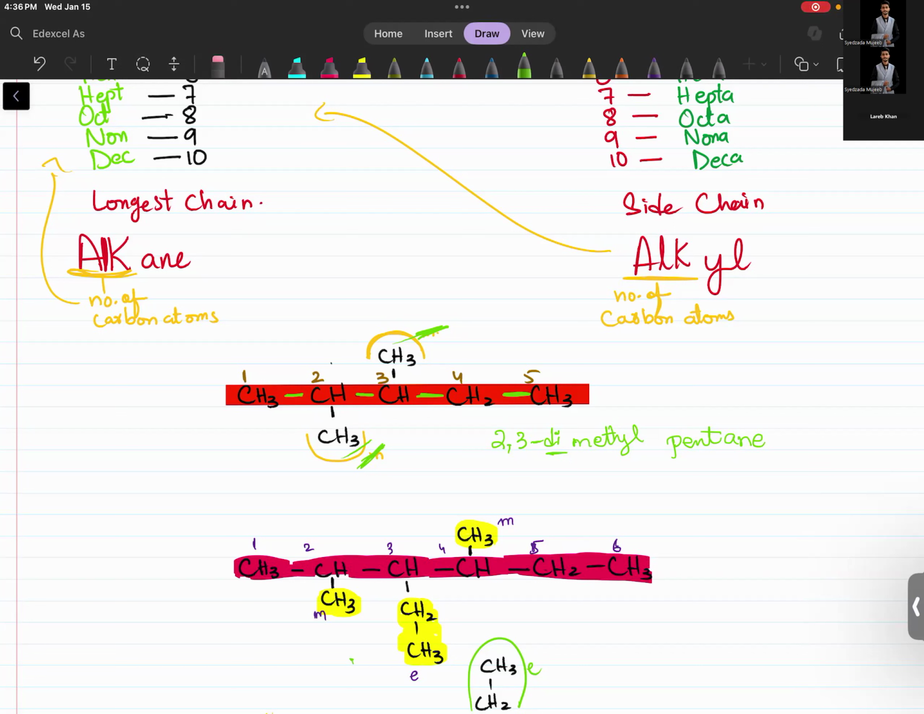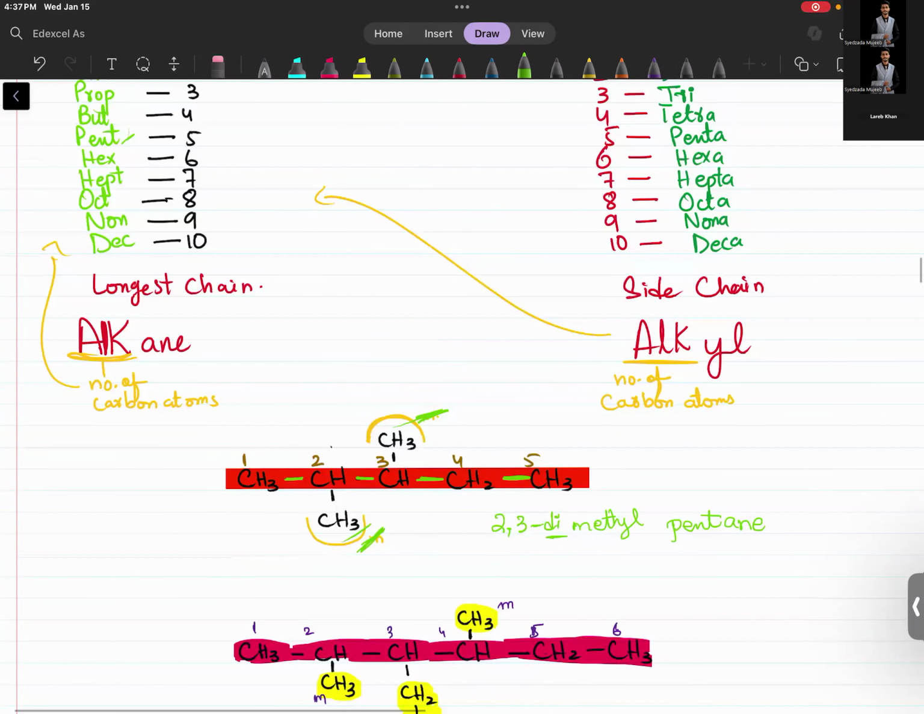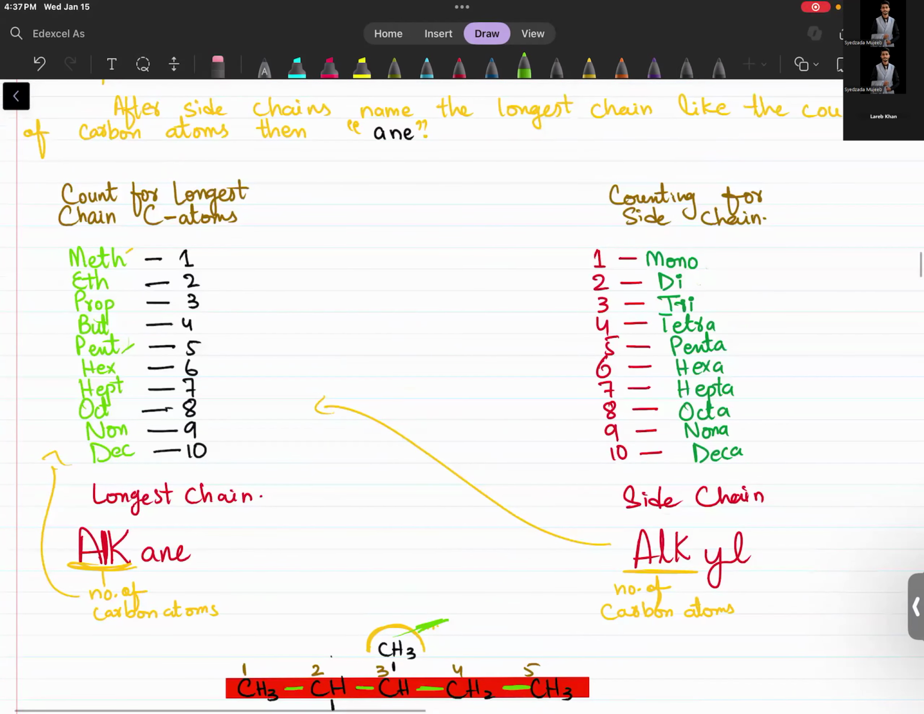I told you that whenever you have different side chains attached in a compound, you have to name them in alphabetical order. So in alphabetical order, M comes first or E comes first? E. So how do you know that it is M or it is E? I told you that if you have one, it is methyl. If you have two, it is ethyl. If you have three, it is propyl. Okay.